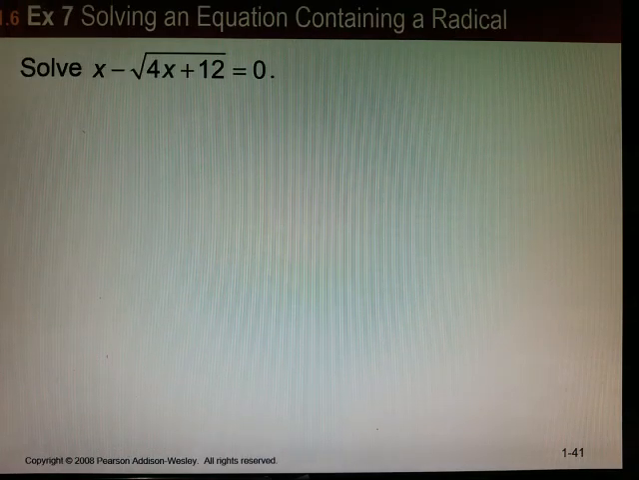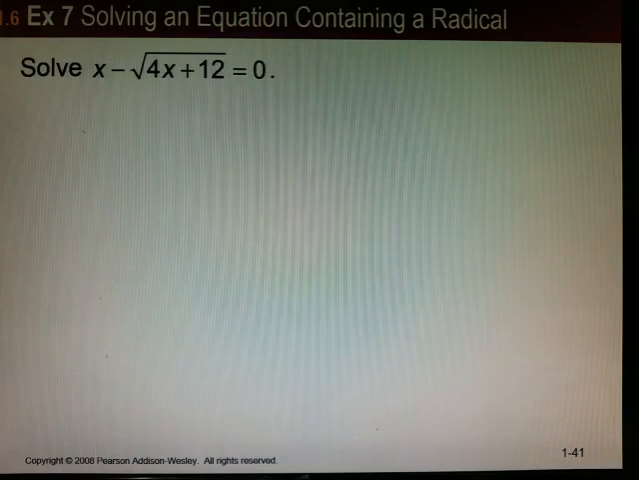I'm going to pause the notes at this point, and then we'll continue 1.6 in just a second.